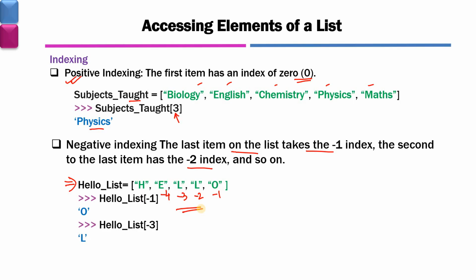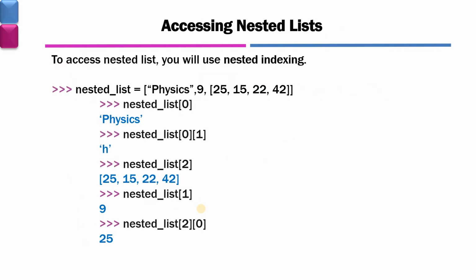But suppose I want to access a particular portion, then I will make use of slicing. But before that, I will show you how to access a nested list, because a nested list contains a list within a list. So I have created that nested list, whatever we have created before. Now if you write nested list within brackets 0, that means the first element, that means physics. If I want to access 9, then it will be nested list within bracket 1.